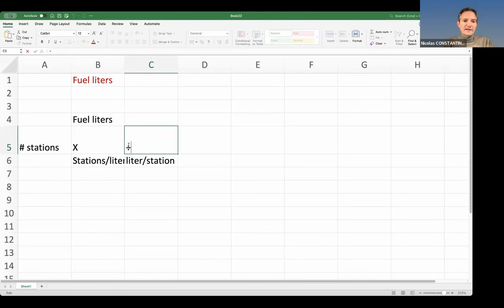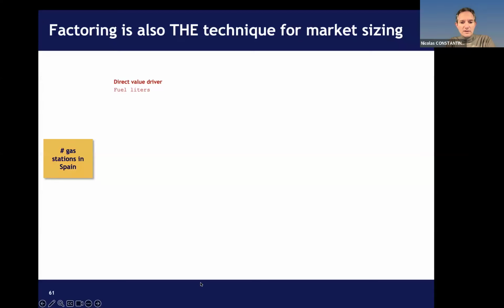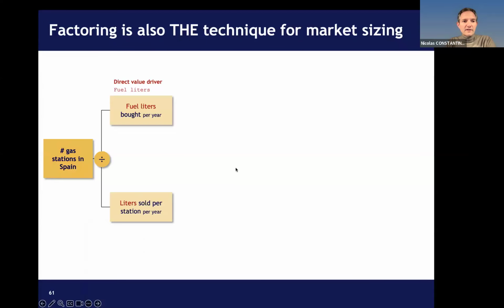So we're going to have divide, and so it's still fuel liters, right? So fuel liters divided by liters per station. That makes sense. So that's what we have on the slide. Okay, so we have fuel liters bought per year divided by liters sold per station per year.